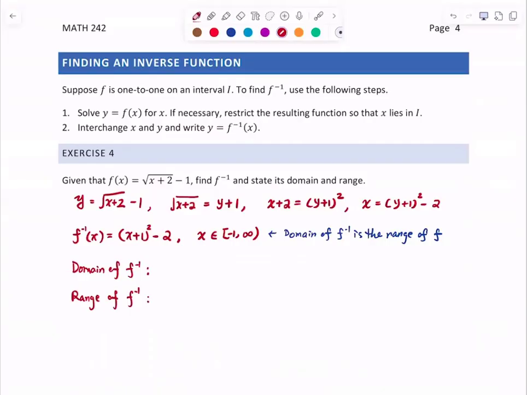So the domain of f inverse, we're going to figure that out. And the range of f inverse, you can go directly from here or from there. So that has to be the domain of f. But in any case, if you look at this one, when you square something that's greater than or equal to 0, subtract 2, that is greater than or equal to -2.